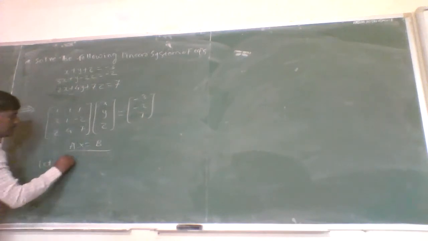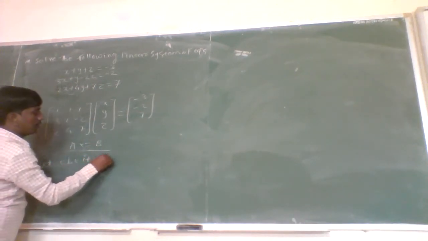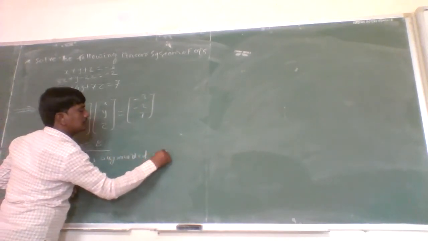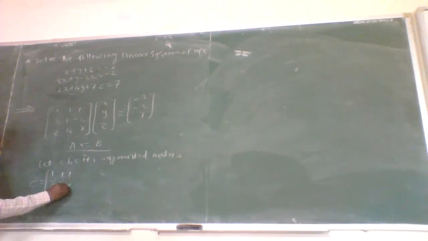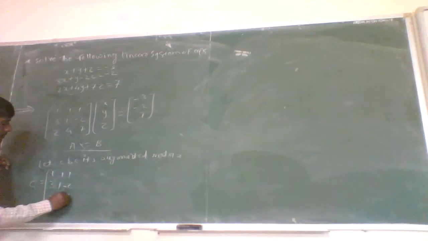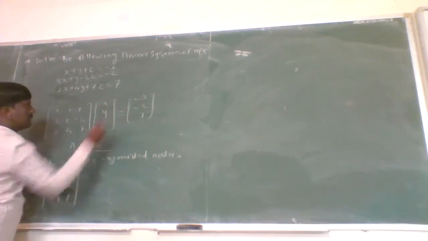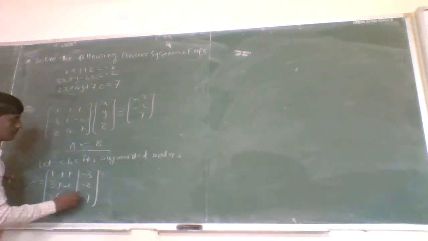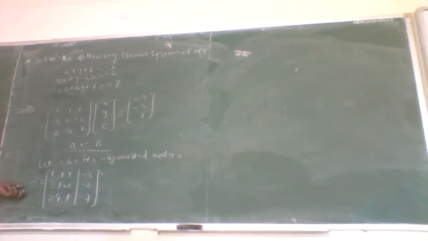Now we have to first find out its augmented matrix C. Let C be its augmented matrix. Then C is nothing but [1, 1, 1; 3, 1, -2; 2, 4, 7] with B, which is minus 3, minus 2, 7. So this is our augmented matrix from the given system of linear equations. Now we have to reduce it into echelon form.